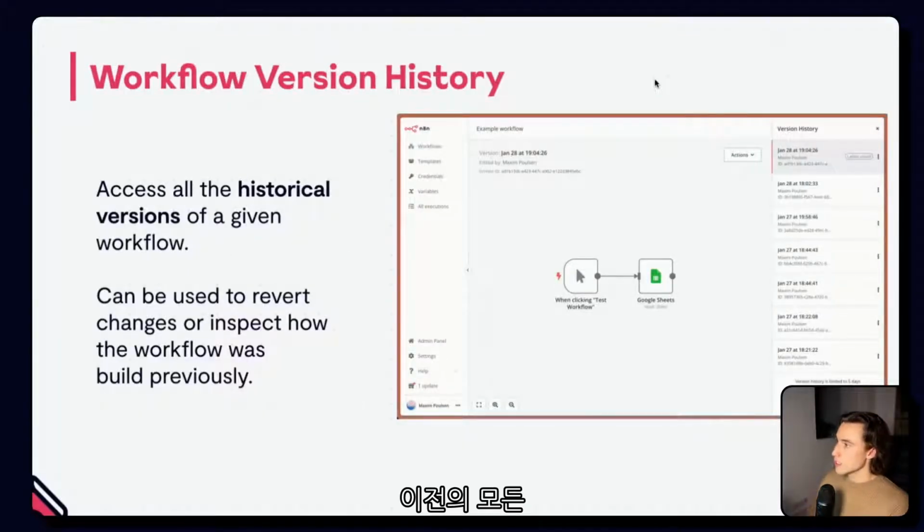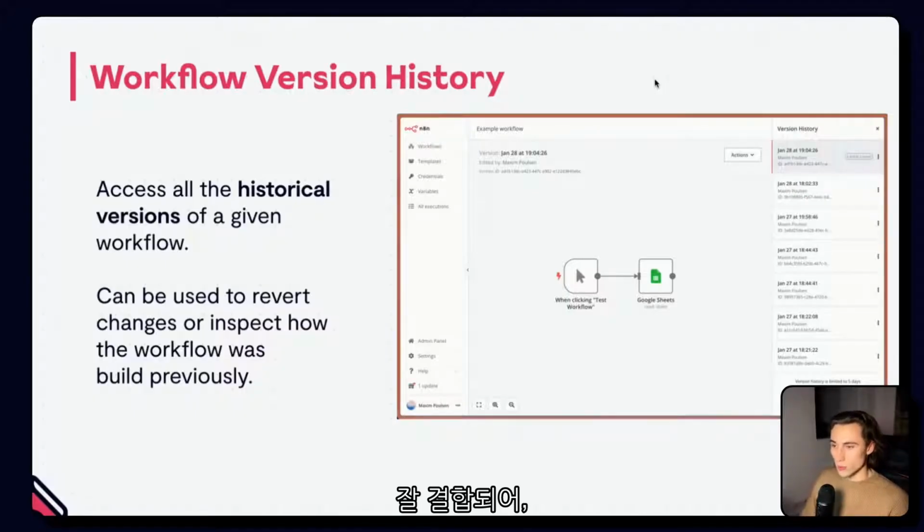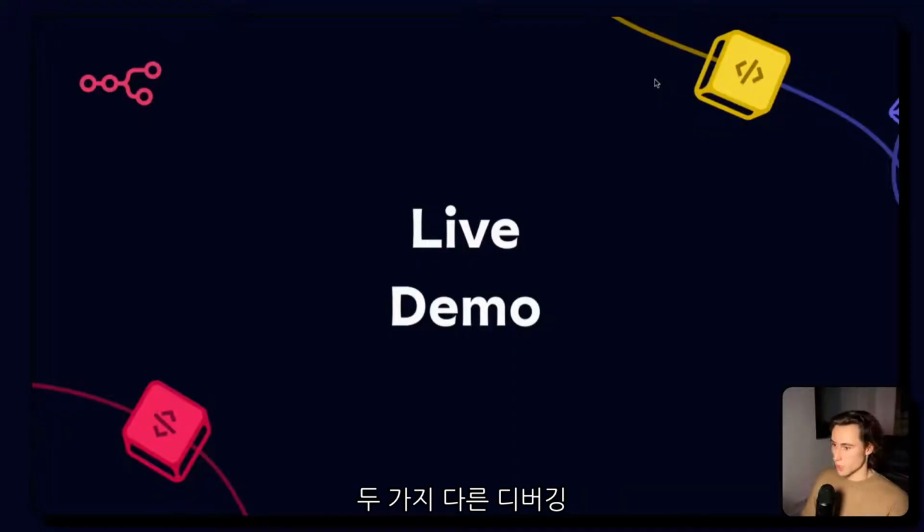From here, you can see all of the previous versions of a given workflow that were saved. This can be useful if you need to revert some changes that were made to a workflow that might be causing bugs, or to inspect the structure of a previous version of the workflow. This can be combined nicely with the retry feature if you need to revert to a previous version and then retry multiple executions with the currently saved version. Let's jump into n8n and do two different examples of debugging a workflow.